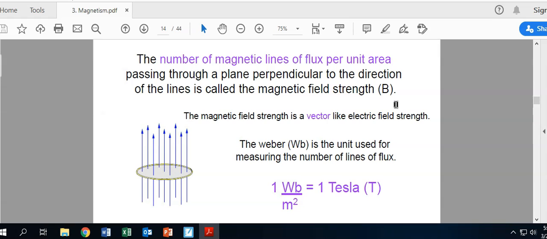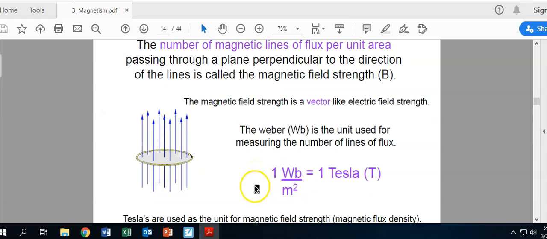But the general point is this: the number of magnetic field lines of flux per unit area passing through a plane perpendicular to the direction of the lines is called the magnetic field strength. So these blue lines all represent the magnetic field, and this circle right here is an area that can be measured, and then the number of field lines that pass through that is the flux density, and you can see the strength of the field. So if there are more lines in this circle, then it's a stronger field. If there are fewer lines in the circle, it's a weaker field.